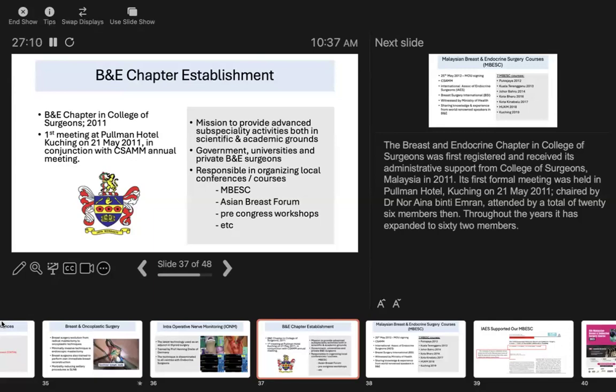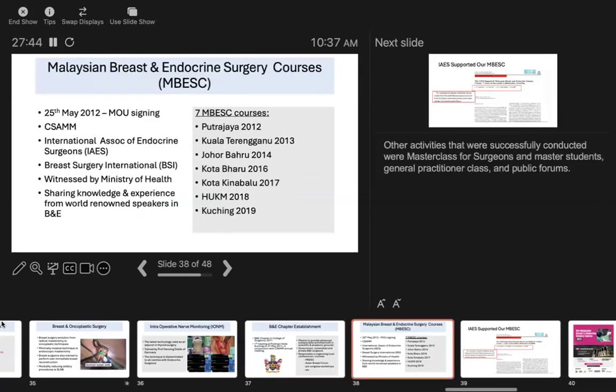The mission of this Breast and Endocrine chapter is to provide advanced subspecialty activities, both scientific and academic, and it involves all the government surgeons, university surgeons, as well as private surgeons. The responsibilities include organizing conferences, posters, and pre-congress workshops as well. I hope there will be a list of names to join the ultrasound workshop at the ISW next July.